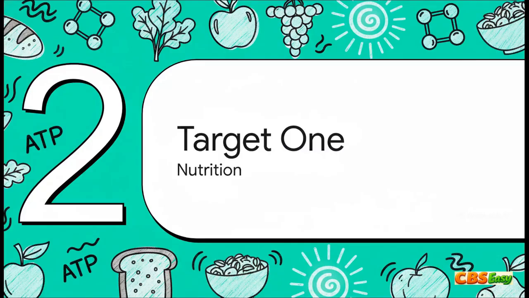All right, let's move to our first target, nutrition. Now, yeah, the whole chapter has 4 key processes, but today we're zeroing in on nutrition and respiration. Why? Because these two are absolutely packed with high-value questions. And nutrition is where it all begins. It's the fuel for every other process we're about to talk about.